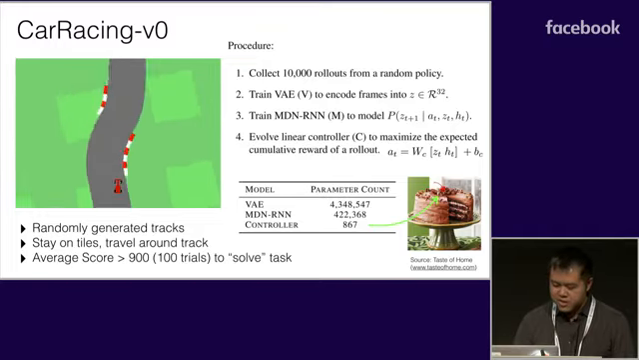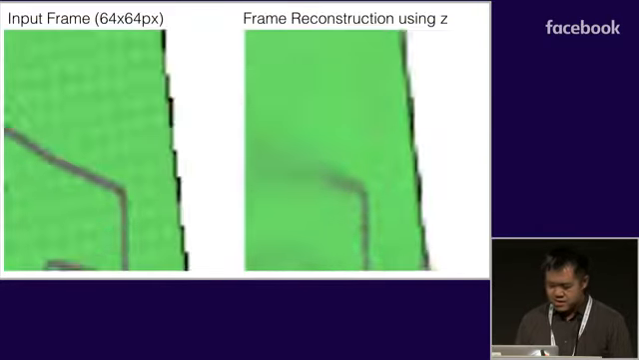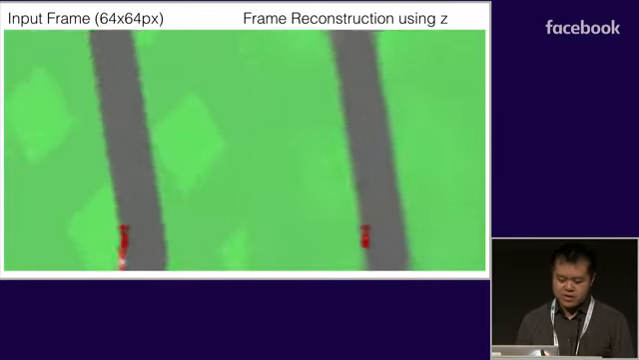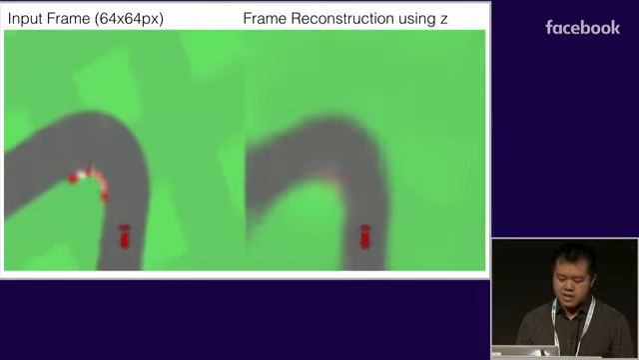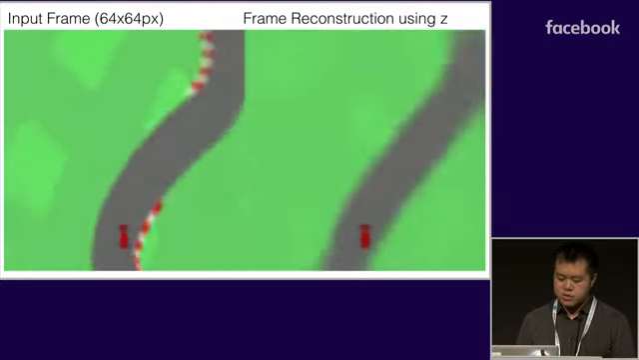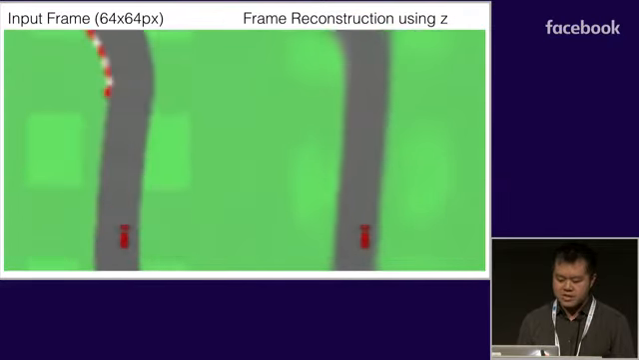Here's an example, on the left side, of the actual input frames we feed into our agent. And on the right side are reconstructions using the decoder of the VAE using the latent space.